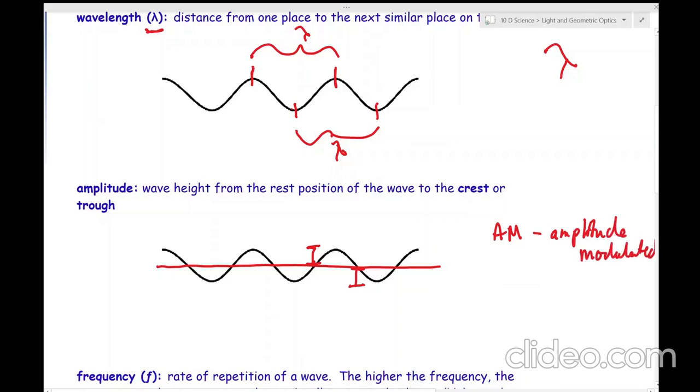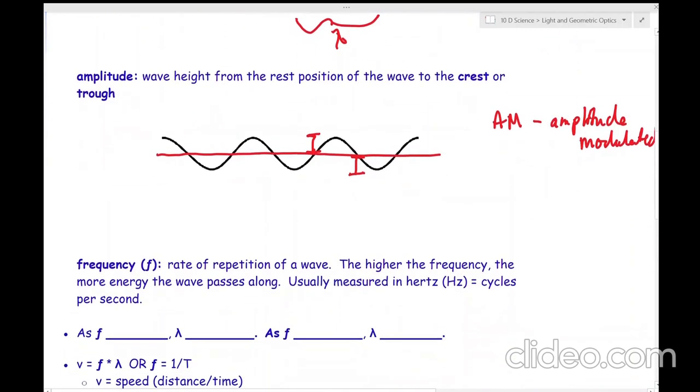So what each radio station does is they change the height of the wave that you are listening to. And then the next part, which is actually down here, is frequency. You guys are probably most familiar with FM radio, and that is frequency modulated. And we'll talk about what that means in just a second.